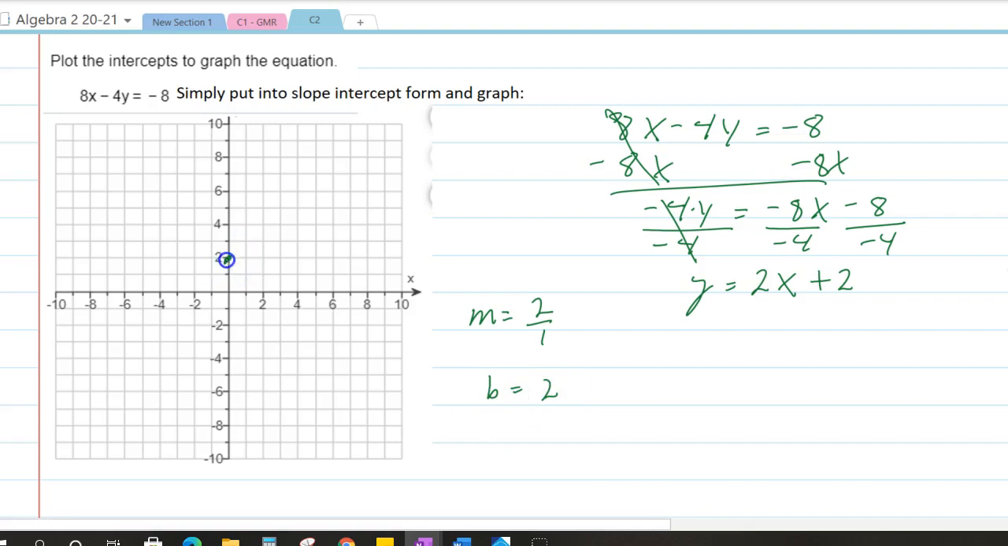We plot the 2, and our slope is rise over run. So I'm rising 2 and running 1. Rising 2, running 1, again rising 2, running 1. And remember, we can go the opposite. If I went up and to the right, the opposite would be down and to the left. So right there, I found my intercept. Now, simply draw a line, and it should look something like that.